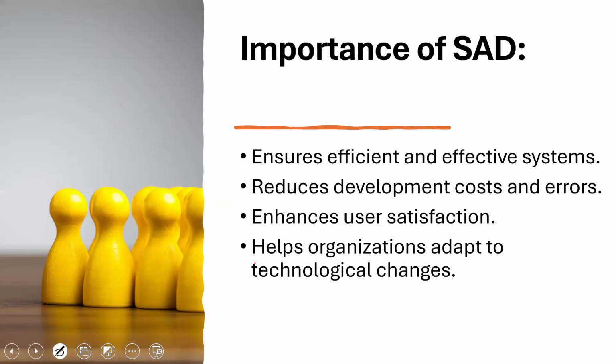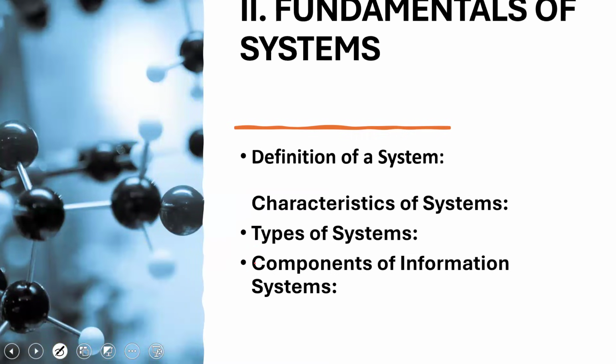What about the importance of system analysis and design? Number one, it ensures an efficient and effective system. That is after you have developed it. Then it reduces developmental cost and also errors. Number 3, it enhances user satisfaction. And number 4, it helps organizations to adapt to technological changes.